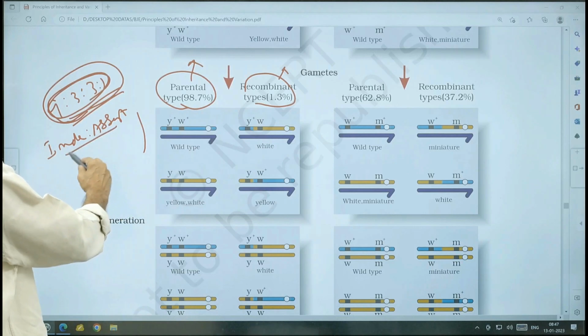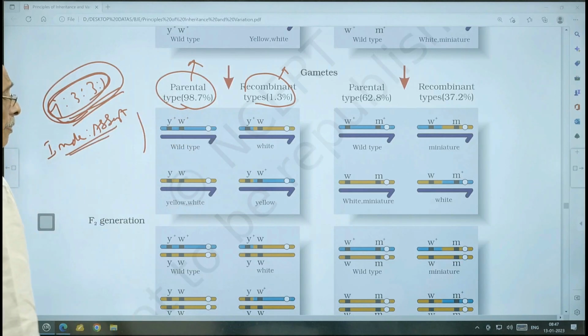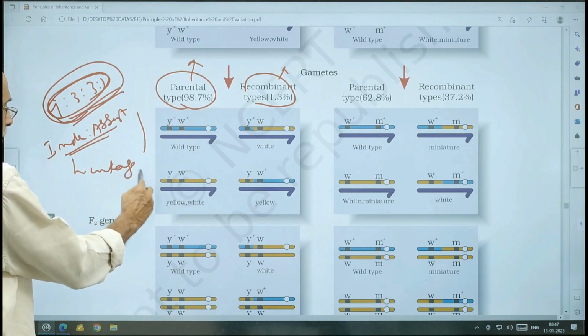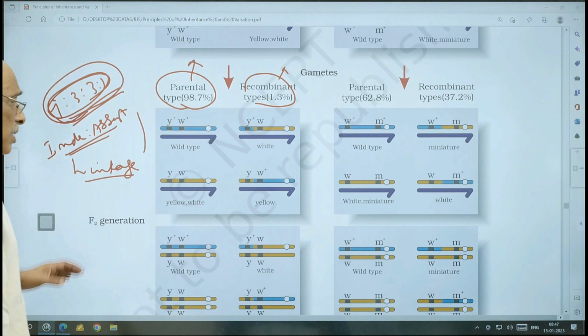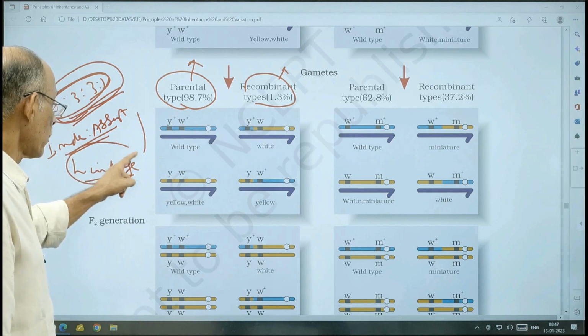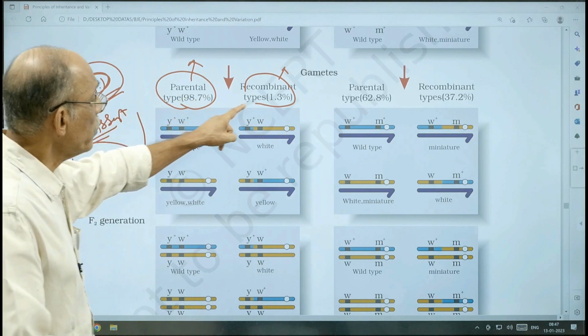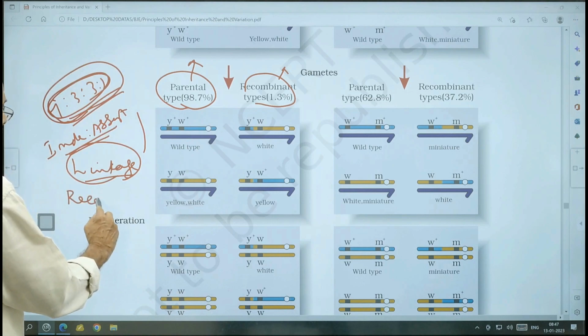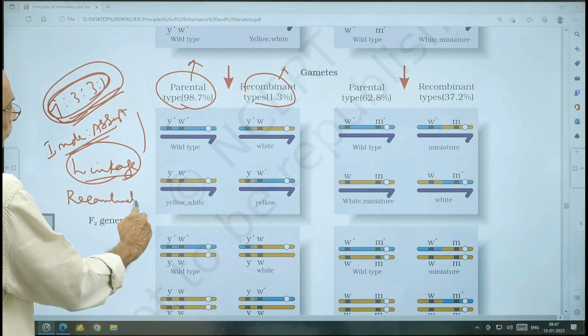And the reason for this large number of parental types is a phenomenon known as linkage. Linkage means when two or more genes are seen on the same chromosome, they show a tendency to move as a group, and this is known as linkage. And how are the two new forms formed? The new forms are formed by recombination or crossing over.